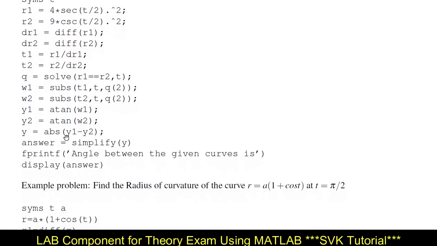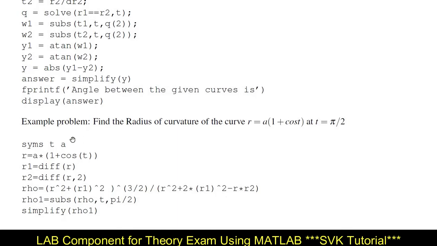Then get the simplified form of y. That will be the answer. Then write the conclusion with fprintf: the angle between the given curves is whatever answer we have, and that will be displayed here. So this is the way to write the program or code for the angle between two curves. Moving on to radius of curvature. This is the given problem for radius of curvature.